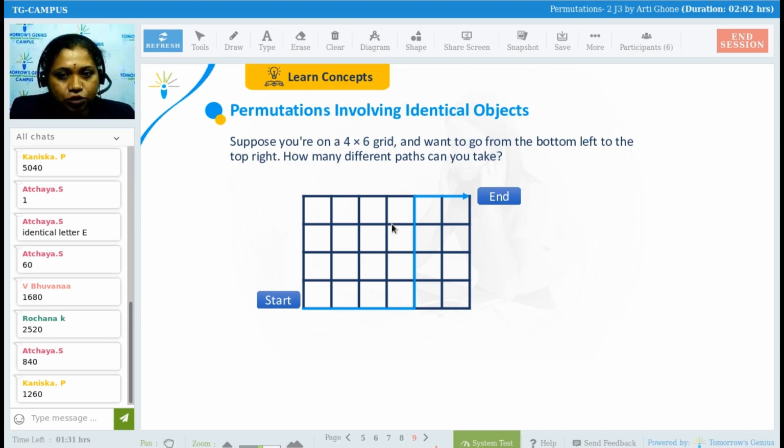So in this diagram, suppose you are on, everyone your attention on screen. I know you are now well able to permute your name. So just do it later on and tell me in the next lecture. Not an issue.